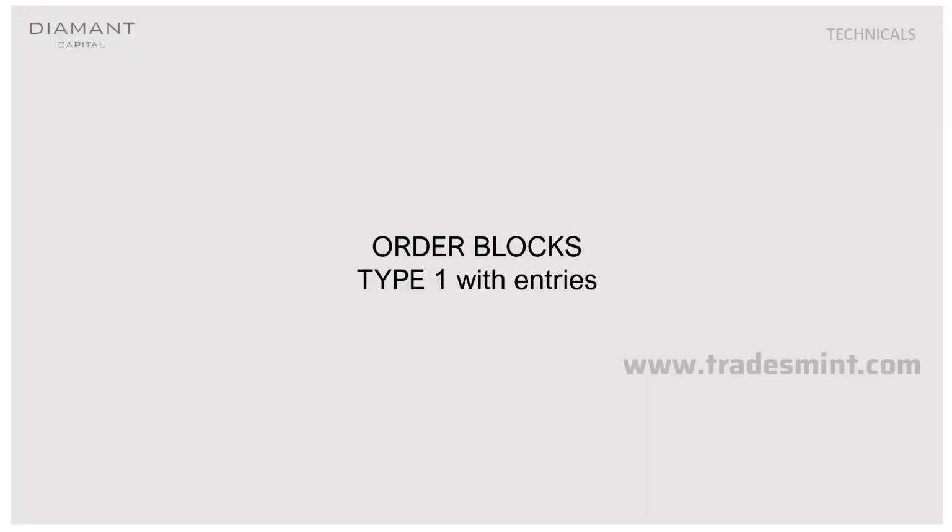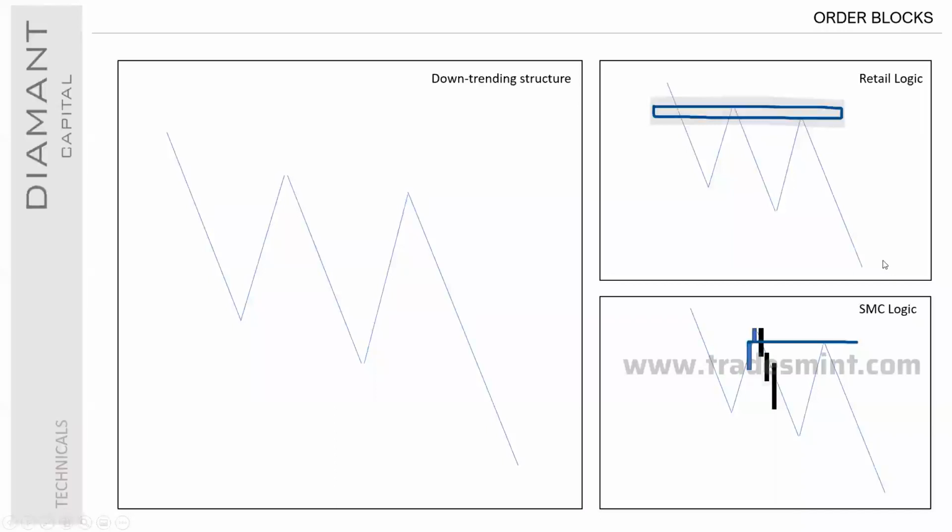Moving on from the last lesson where we talked about institutional order flow, what I mentioned in that video is order blocks, and we've got different types. Me personally, I would break it down into 3 different types. I'm going to be looking at type 1 with entries, and every single one is going to be how you enter, where you put stop loss, and where you put take profit. But yeah, let's just get into it.